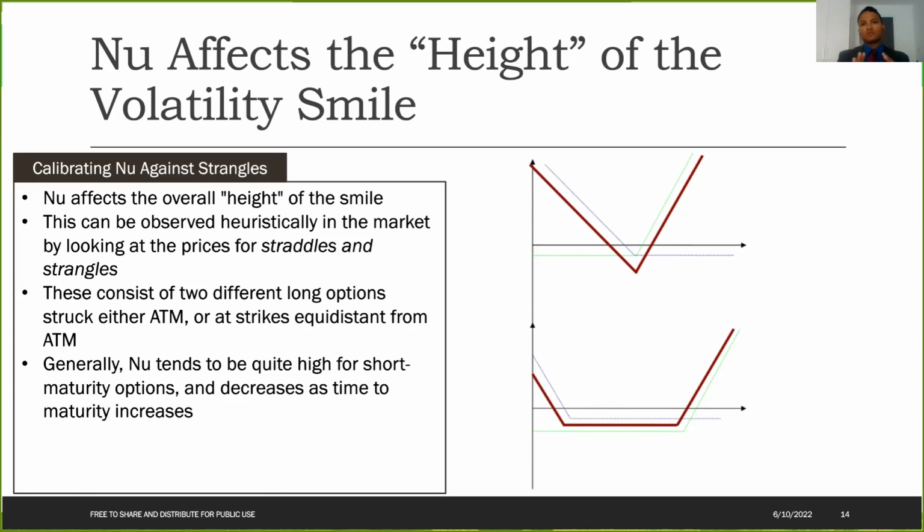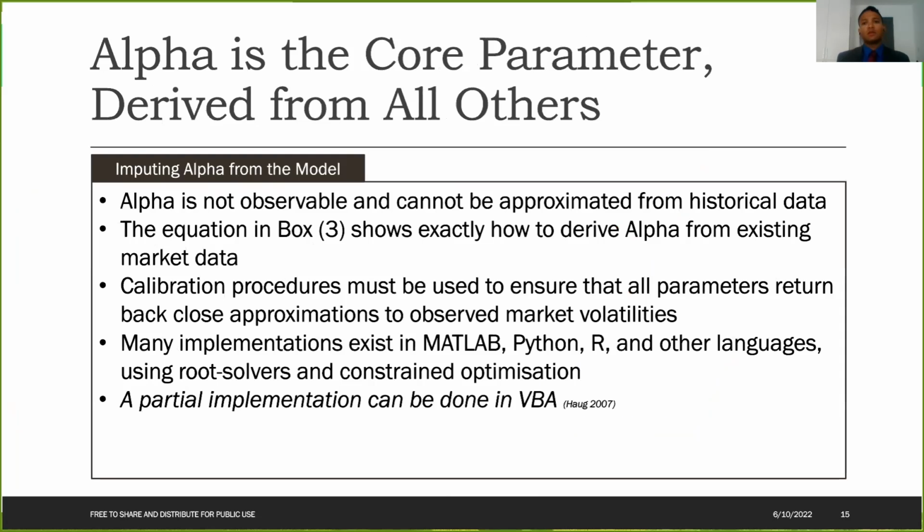With strangles, of course, you are relatively flat in terms of P&L, except at the extremes where you get to a long call and a long put at equidistant strikes from at the money. And that will determine your overall payoff. And of course, if your nu is not well calibrated, you will not return back the actual market prices of these straddles and strangles. It's very important to get it right.